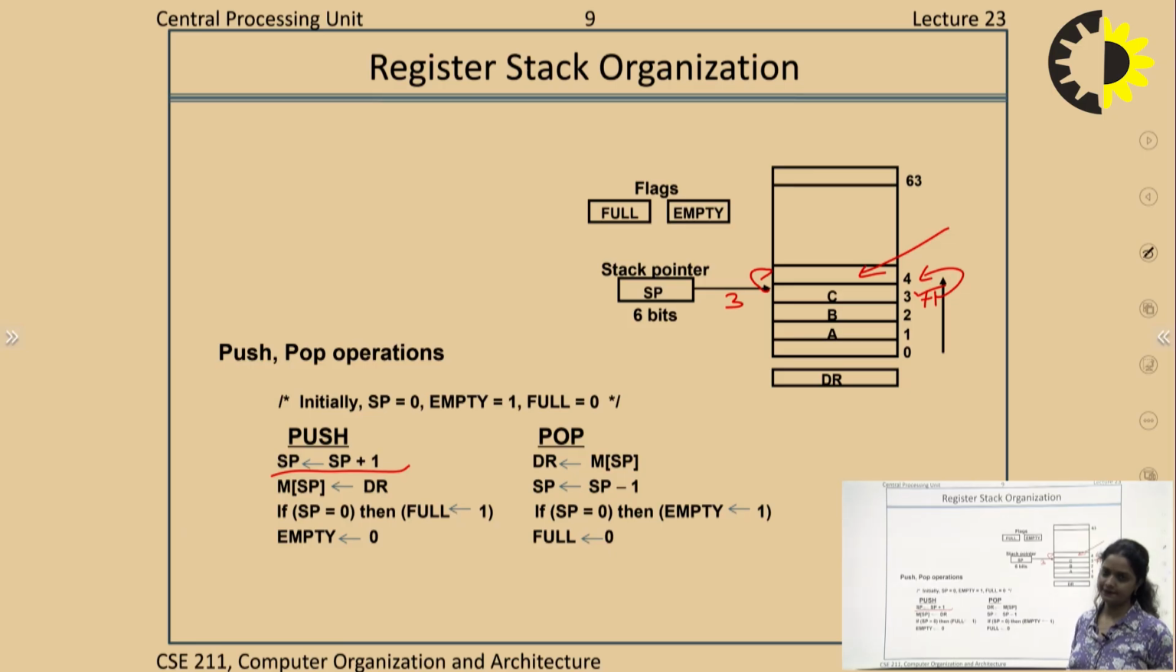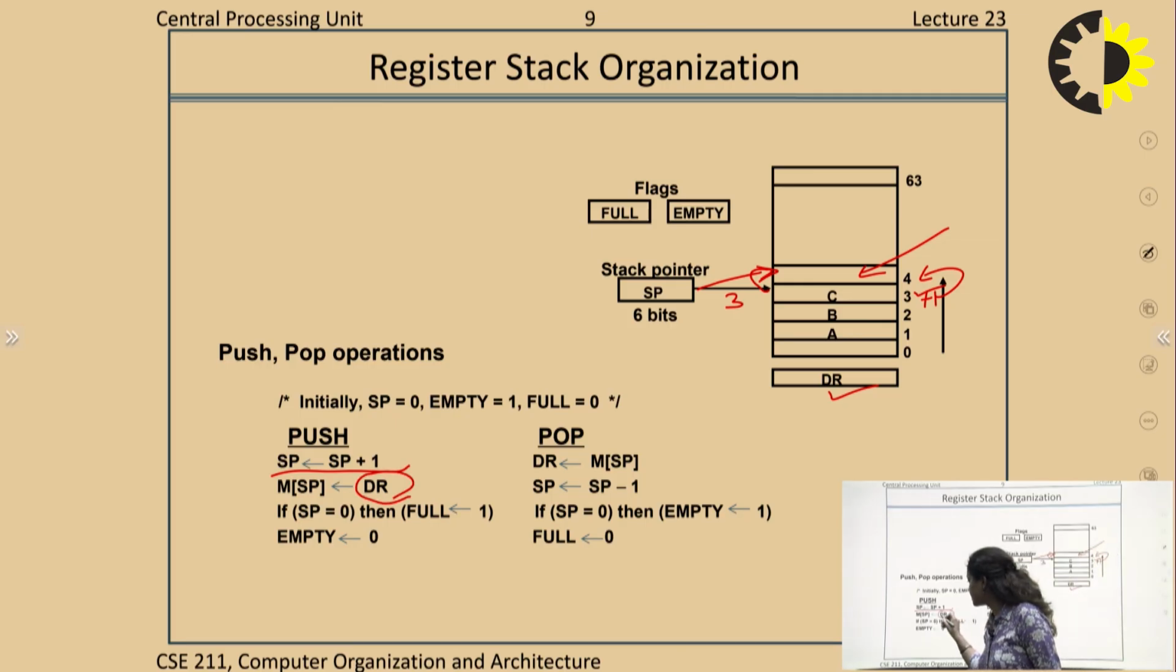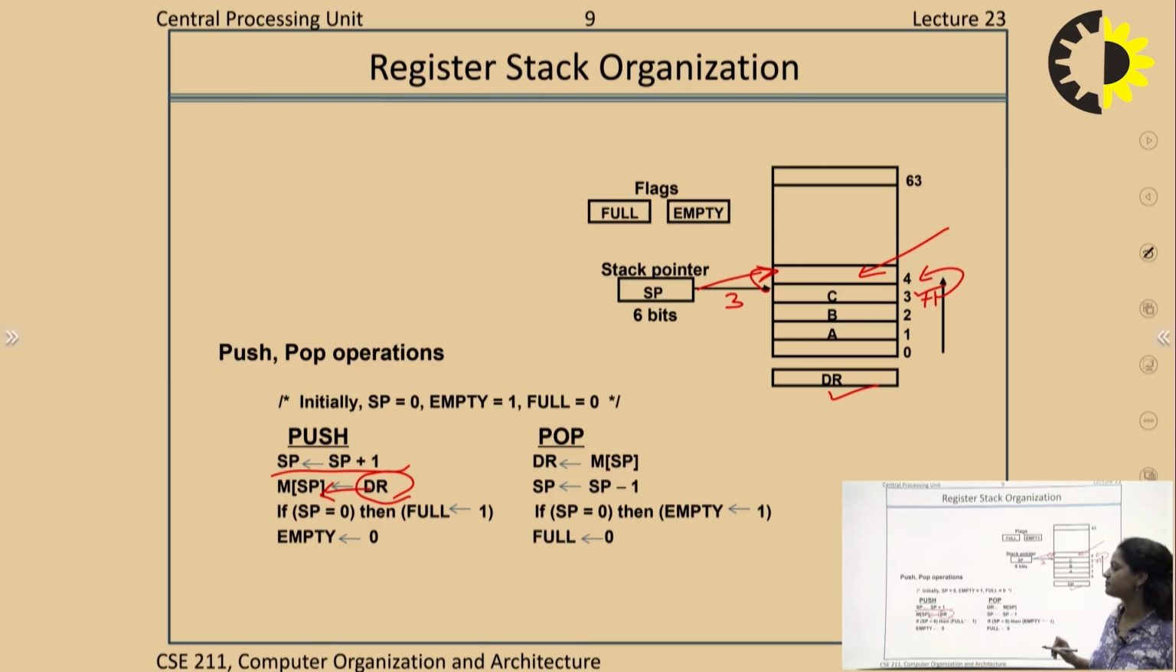So the first operation is that the stack pointer needs to be incremented: SP equals SP plus 1. After that, when it is pointing to this empty location, we need to transfer the data, which is already stored in the data register. We copy the data from the data register to M of SP, the memory content pointed to by our stack pointer. Here we insert our data, and the data is now pushed into this stack.